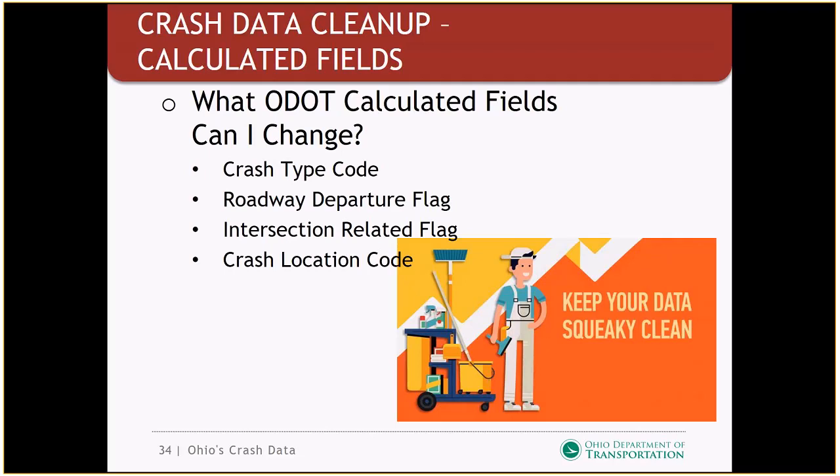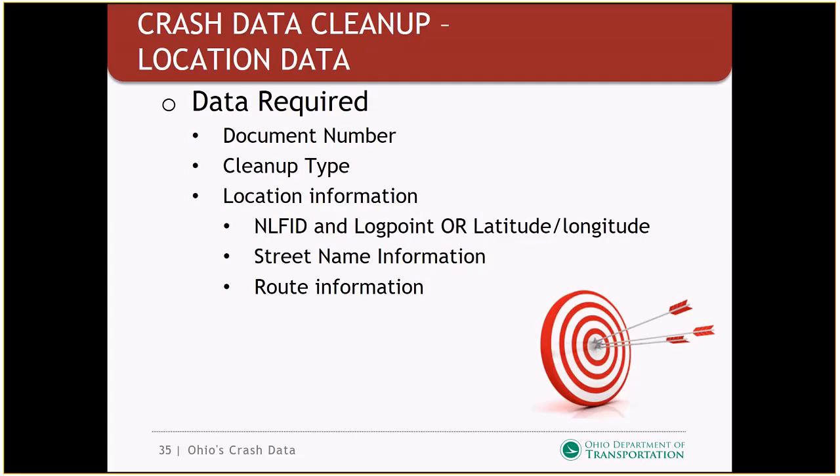So what calculated fields can you change? We don't let you change any of the teen driver or young driver ones, and the pedestrian and bicycle ones are calculated by DPS, and we want to make sure our counts match their counts, so there are no discrepancies between agencies. So we don't allow those calculations to be changed. But anything that has to do with the engineering countermeasures, so crash location, intersection related, and roadway departure, those are things that we screen on regularly, and we want to make sure we have the most accurate data. And then everything location.